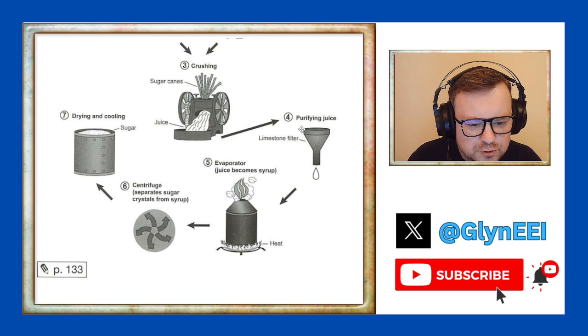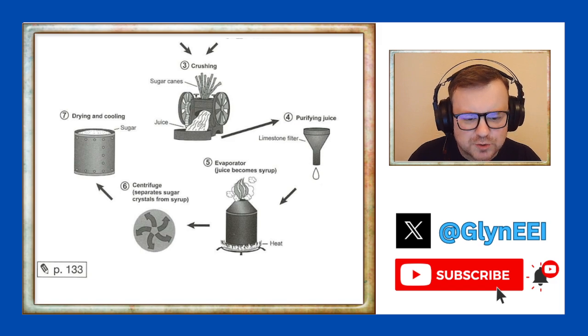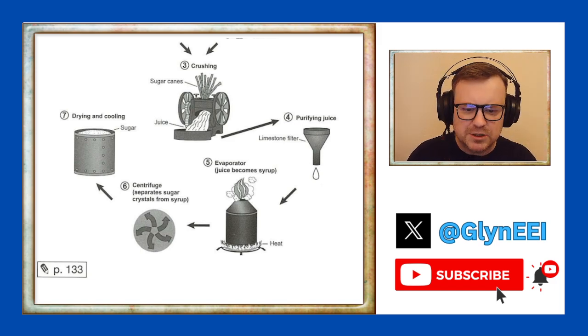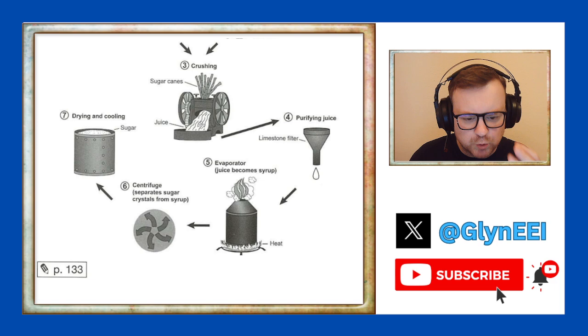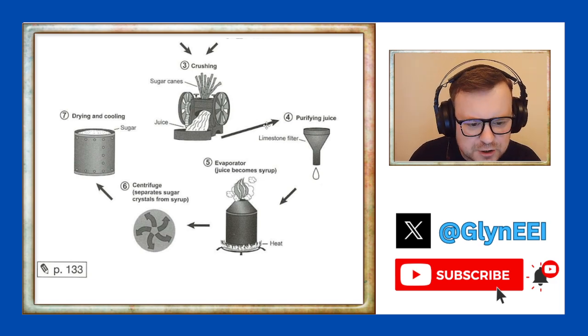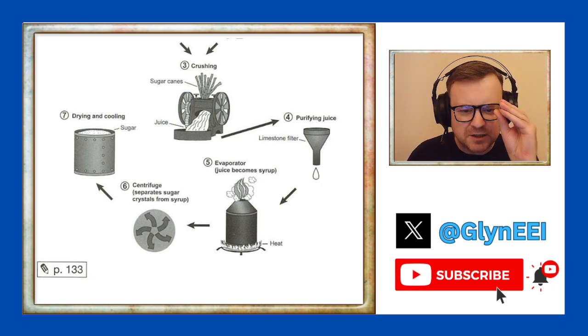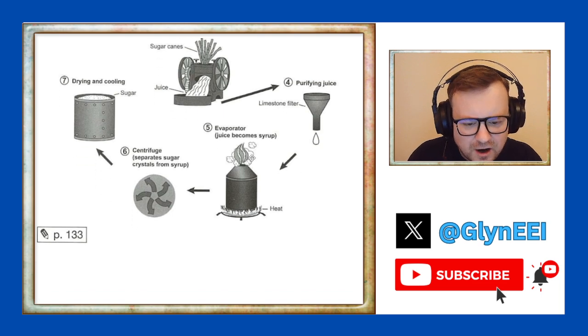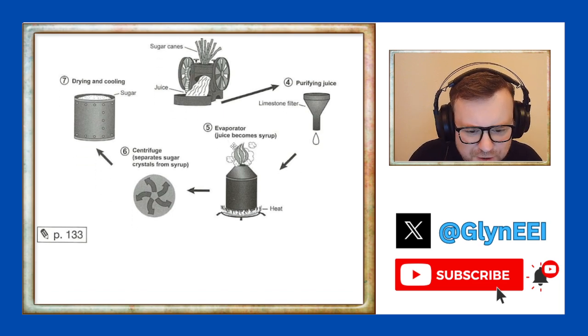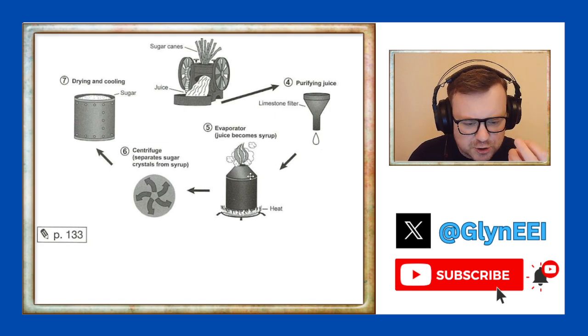Okay, so then we get to the purification of this juice. So after this juice is created, it probably has some elements in there that we don't want. So we use this thing called a limestone filter to get the pure juice, the juice that we want without all of that extra unnecessary stuff. After that, we put it into something called an evaporator. So we use heat, we warm something up, and this juice then turns into a syrup.